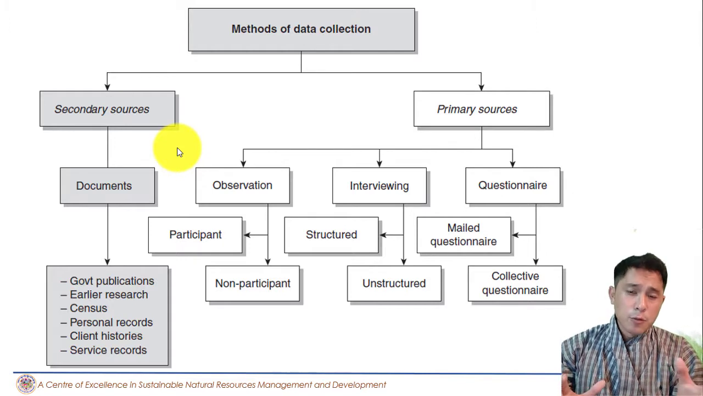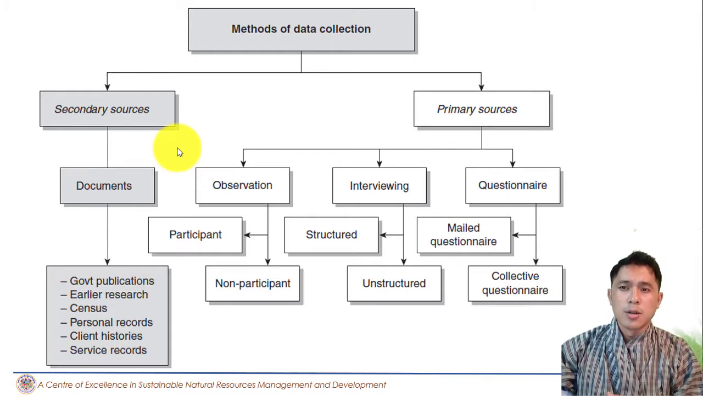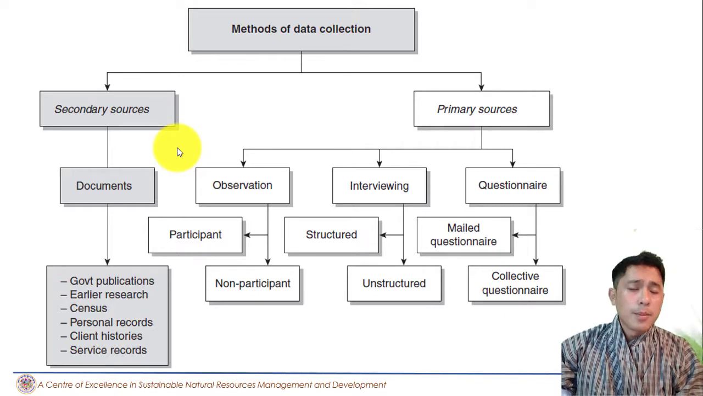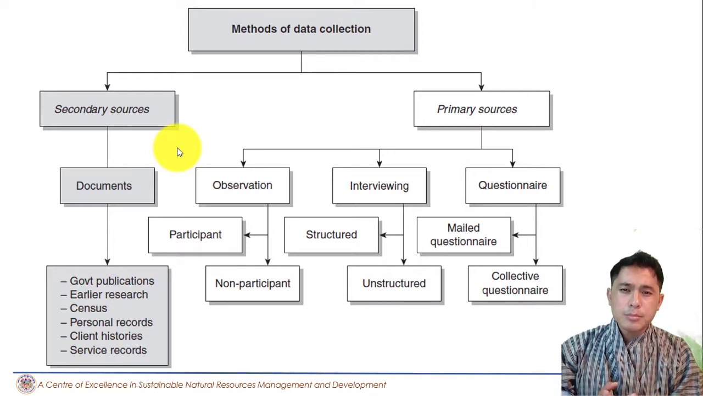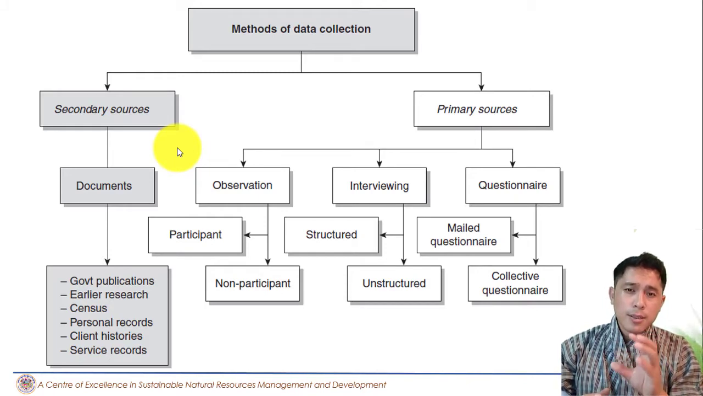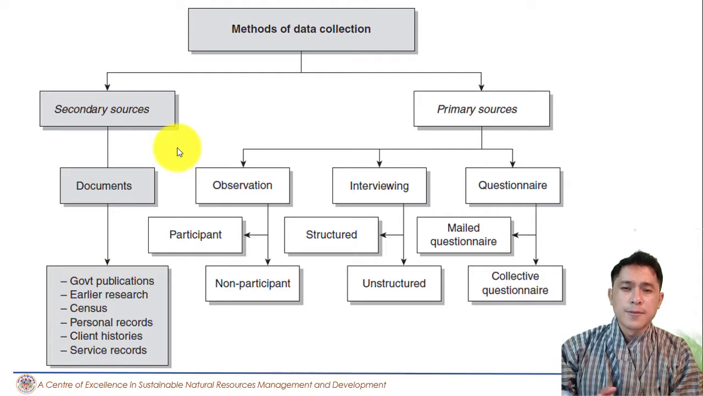And through primary sources, of course, we can collect lots of qualitative and quantitative data. But also from secondary sources, we can collect both quantitative and qualitative data. It's just how we analyze and how we extract our information. If you're extracting information through secondary sources like government publications, if you're extracting categorical information, then that's quantitative research. If you're extracting descriptive information, then that's qualitative information.